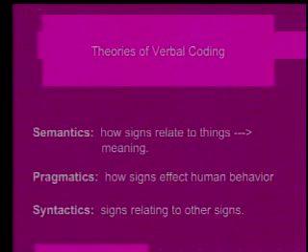And words don't mean the same thing to different people. Words don't mean the same thing across different contexts. Some cultures don't even have signs for certain meanings. Pragmatics: how the signs affect human behavior.